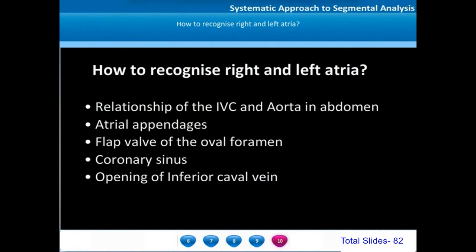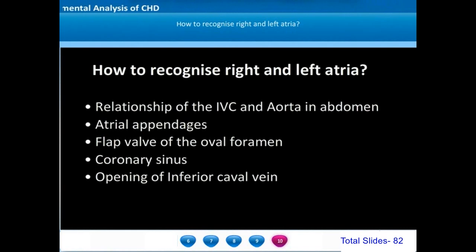While it is very easy to recognize the abdominal structures like the liver and inferior vena cava, which normally are found on the right side in situs solitus, and the abdominal aorta and stomach, which are normally found on the left side in situs solitus, we need to have certain clues to identify and recognize the right and the left atrium.